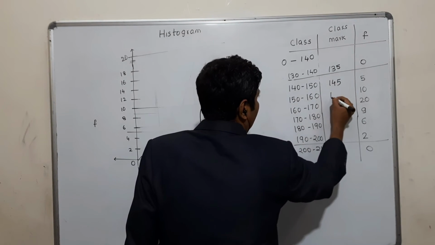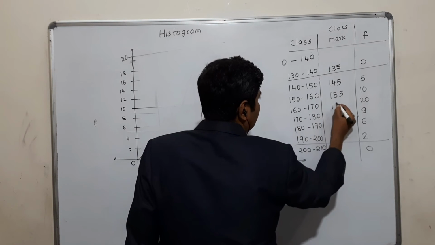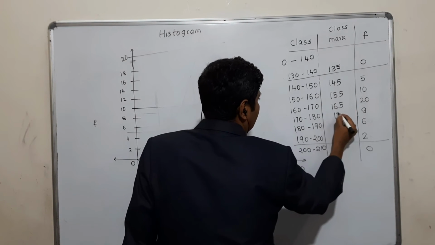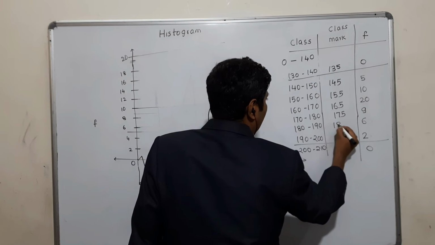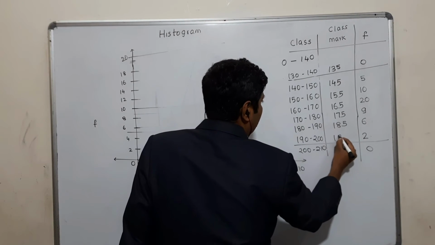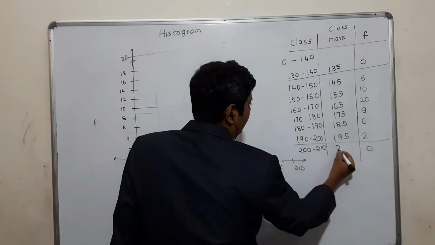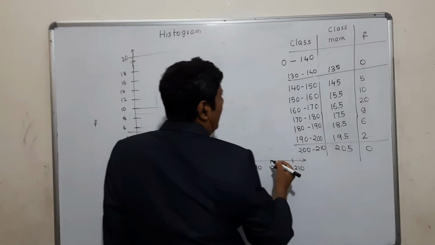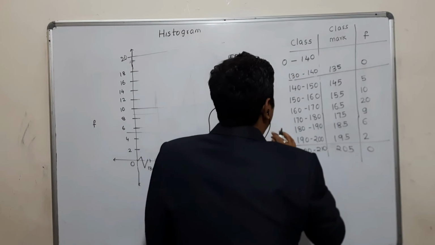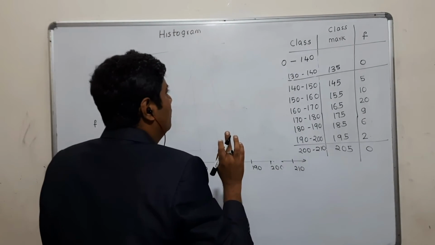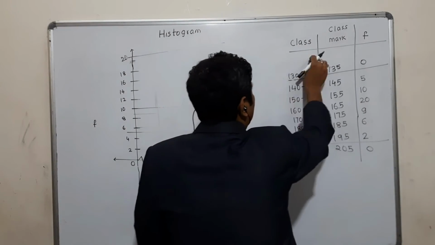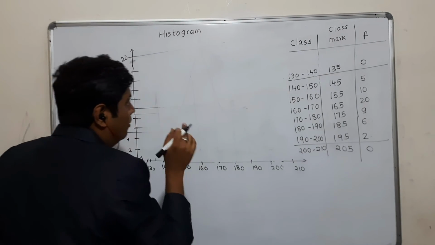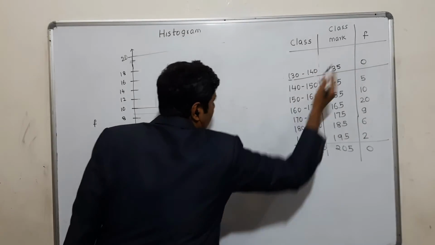Here it will be 155, here 165, here 175, here 185, and here 195. Here it will be 205. Okay, so it is correct. Now I have to plot the class mark against the frequency.